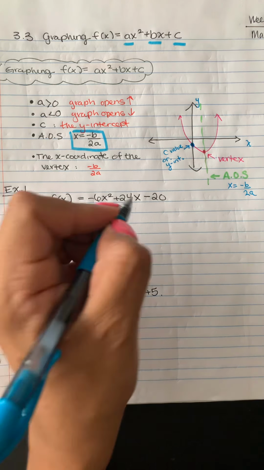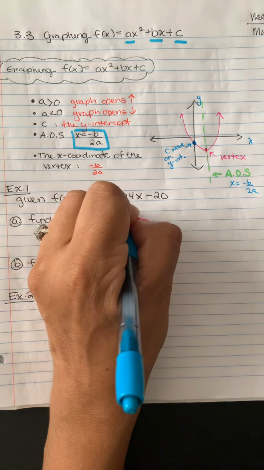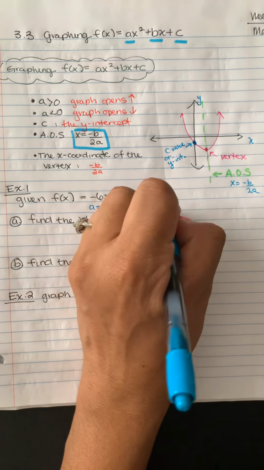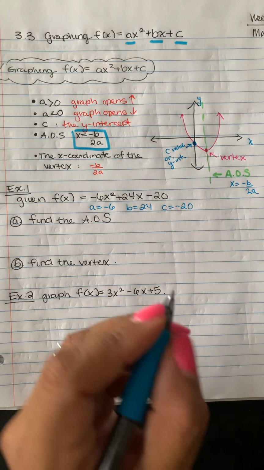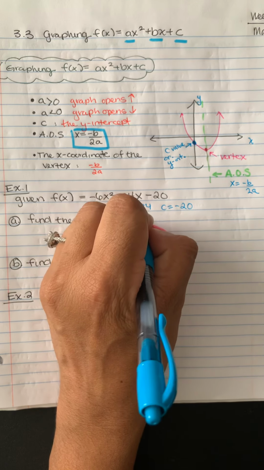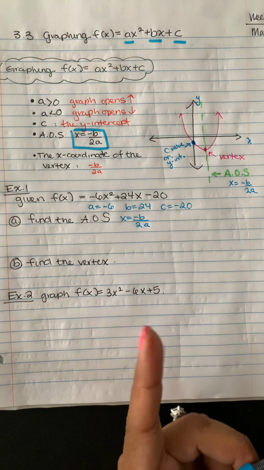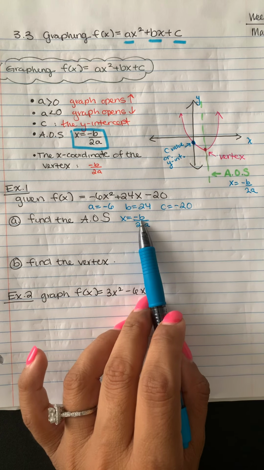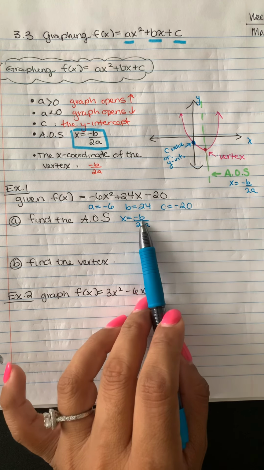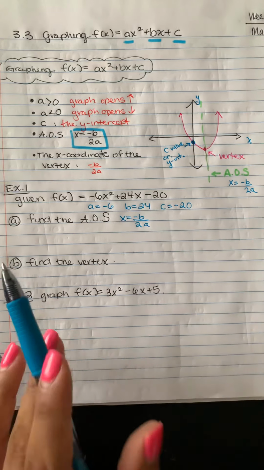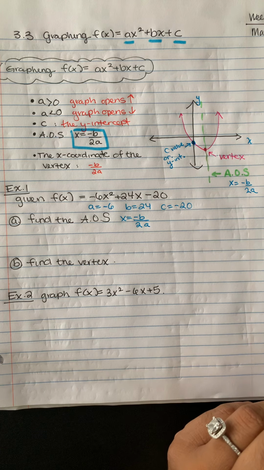So I always like you guys to identify what your A is negative 6, B is 24, C is negative 20. Okay, our AOS is going to be x equals negative b over 2a. If b is negative, then make sure you have a double negative here. Don't just say, oh, b, well, let's just pretend b was negative. Don't plug it in there and say, oh, there's already a negative, I'm not going to attach the other negative. That would be incorrect.